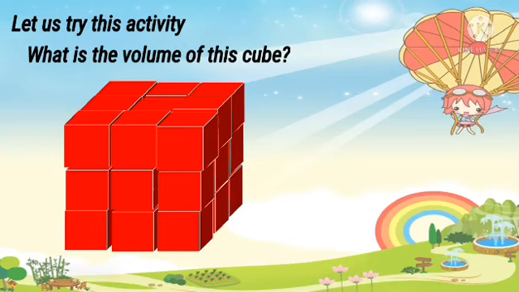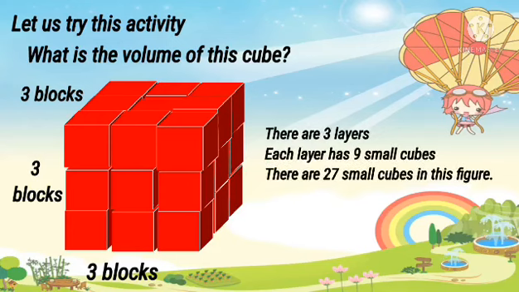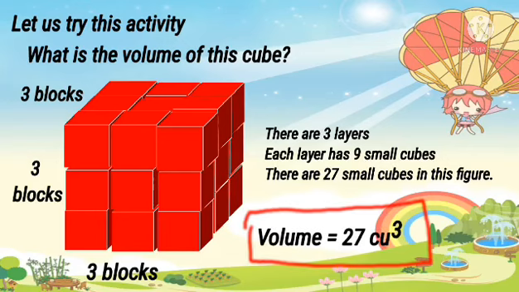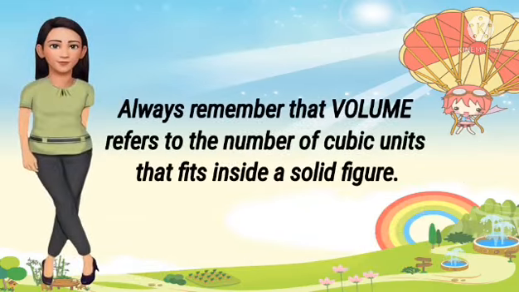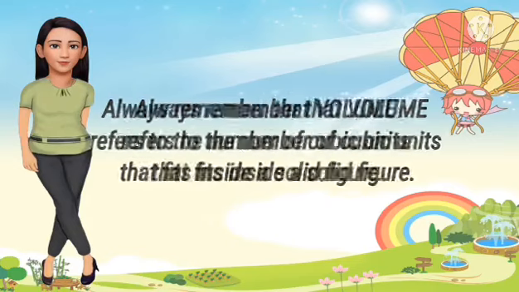So we have 3 blocks in length, 3 blocks in width, and 3 blocks in height. And we have 3 layers in this figure. So in each layer, there are 9 cubes. Therefore, there are 27 small cubes, and the volume of this figure is 27 cubic units. Always remember that volume refers to the number of cubic units that fit inside a solid figure.